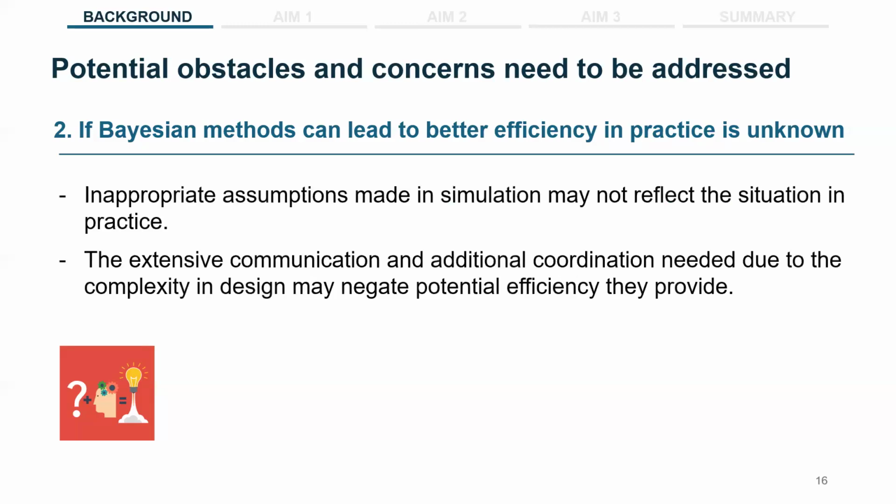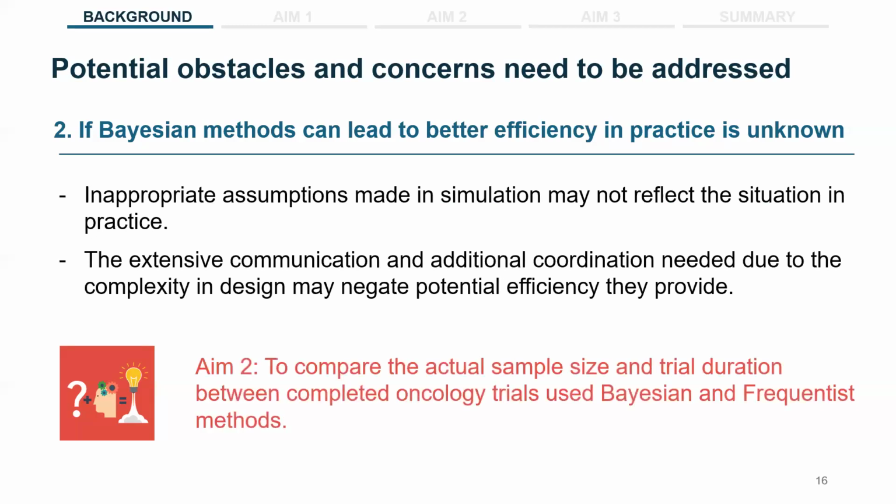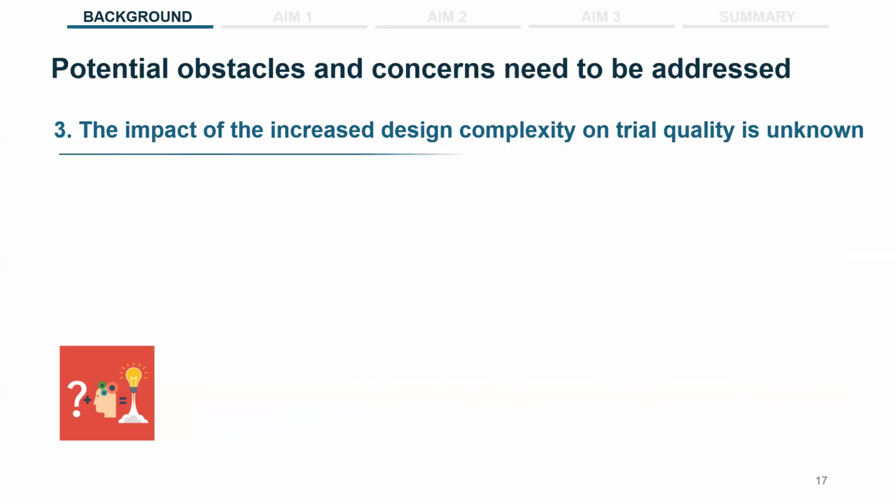Inappropriate assumptions made in simulation, as well as extensive communication and additional coordination needed due to the complexity in design, may override the potential efficiency Bayesian methods are expected to offer. To evaluate this, we propose to compare the actual sample size and trial duration between completed Bayesian and frequentist trials and provide information on how Bayesian trials performed in practice.